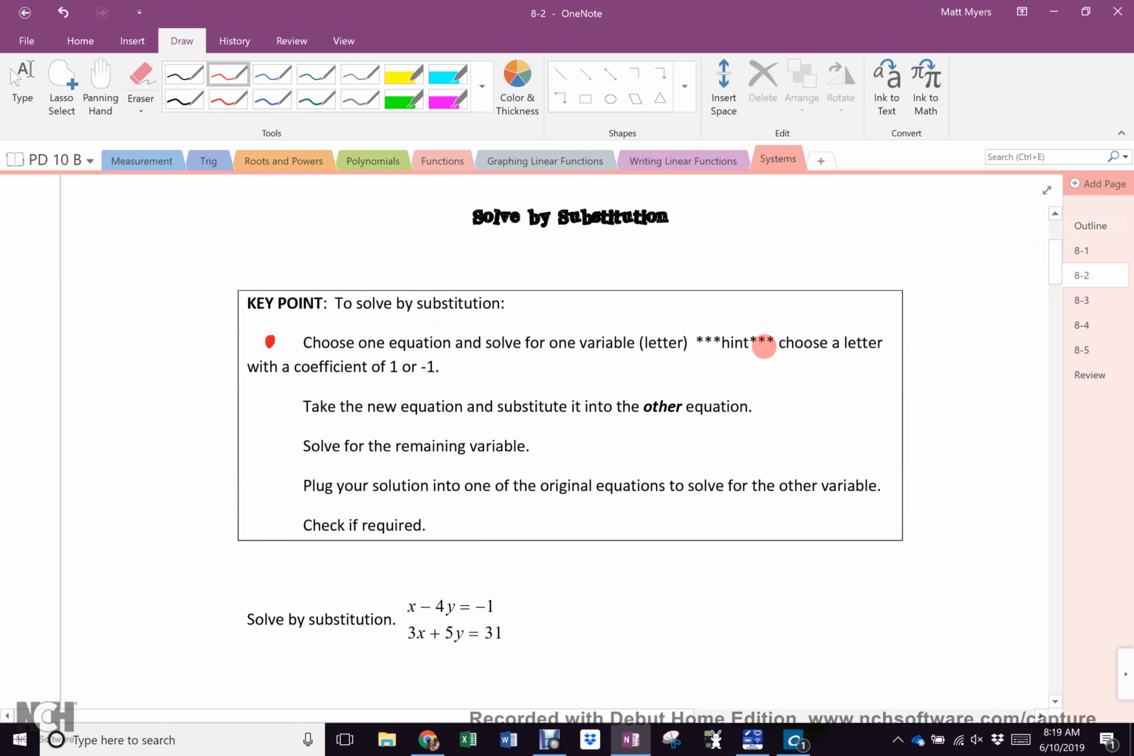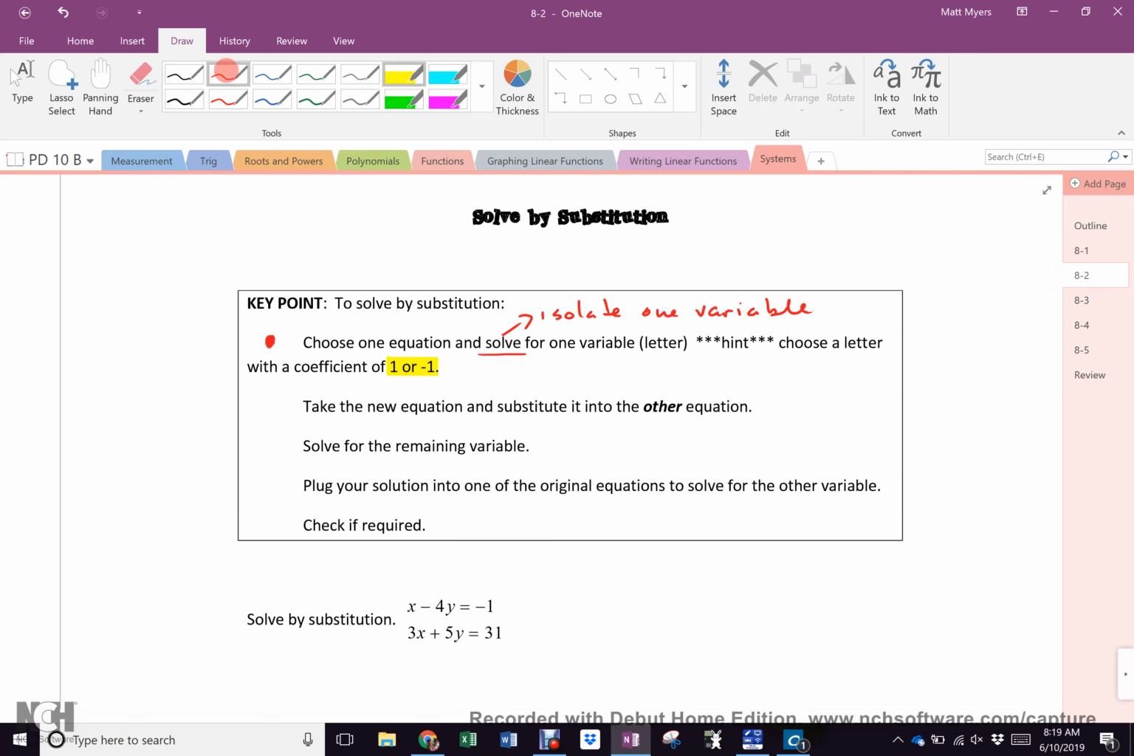The first thing I'm going to do is choose one equation and solve for one variable. What does solve for one variable mean? Isolate it. That means we are going to isolate one variable. Because we're not finding an actual answer yet, when I say solve for a variable, it just means isolate. Okay? If possible, choose a letter with 1 or -1. Always choose that. Everybody cool?